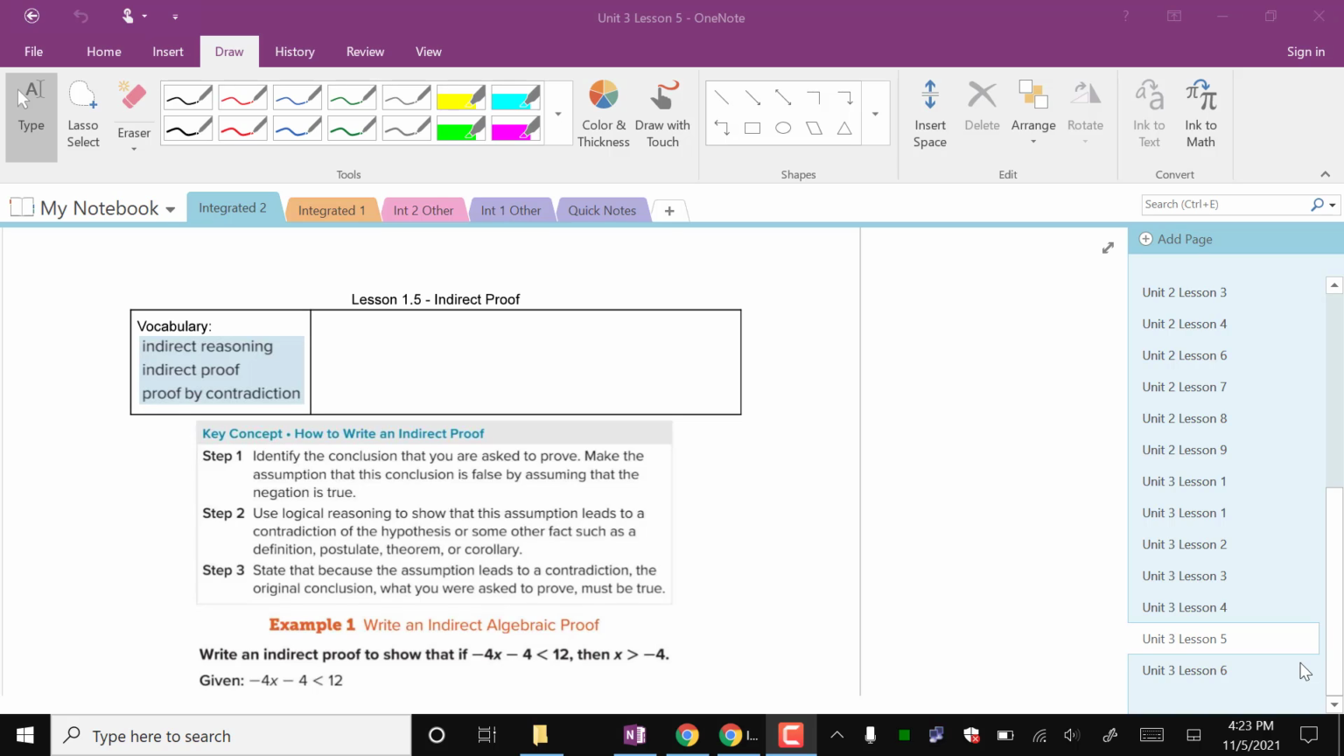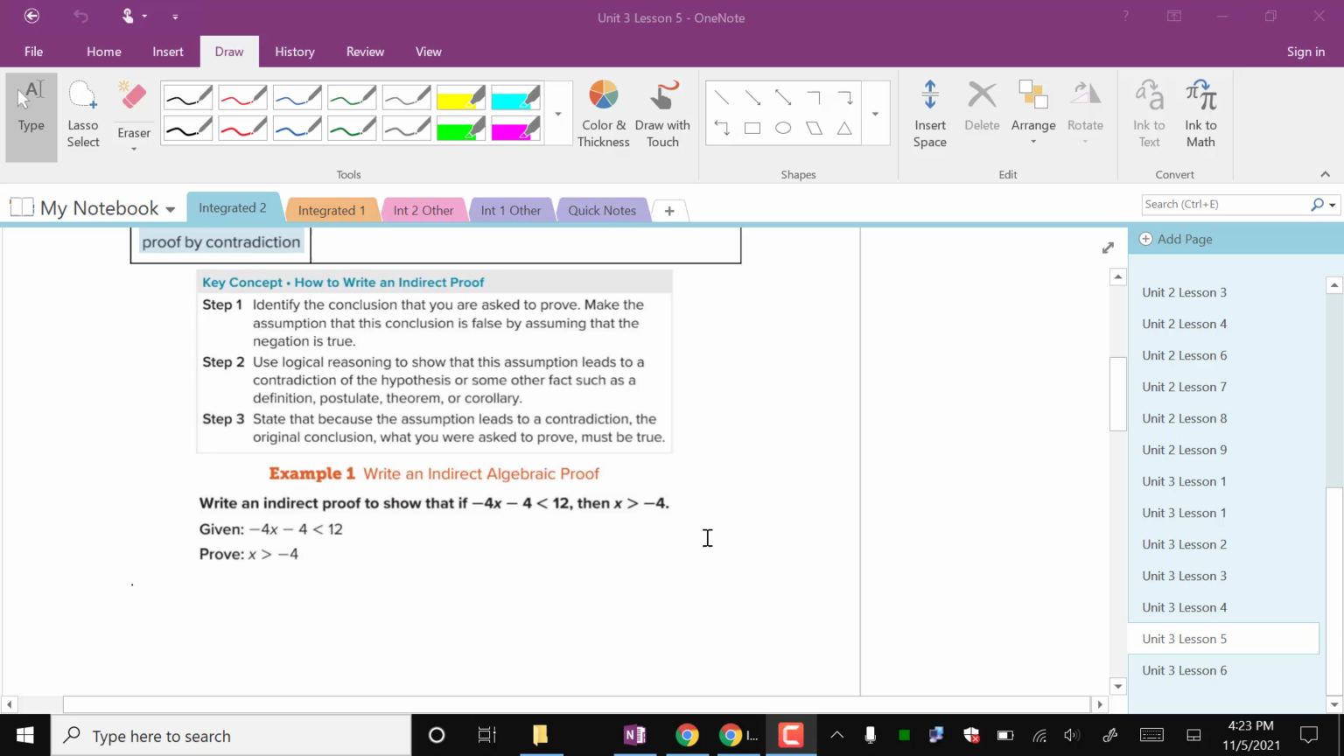Today we're going to be looking at Unit 3, Lesson 5, Indirect Proof. We have some key concepts on how to write an indirect proof. We're going to be following these 3 steps as we write our indirect proof. We have 3 vocabulary words that you need to define, so make sure you take a look at your vocabulary sheet to see what the definition is for each of these. So let's take a look at example 1.